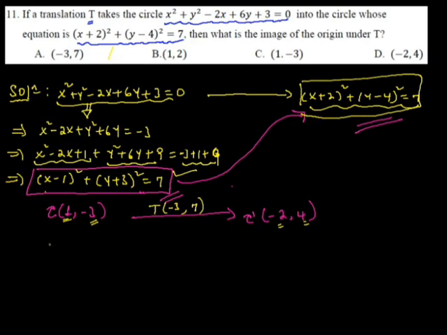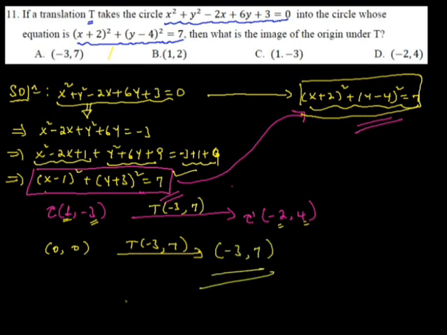So what will be the image of the origin under this translation? Under this translation, the image of the origin will be minus 3 comma 7. So this is the required answer. So our answer will be A.